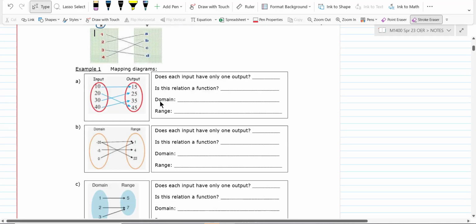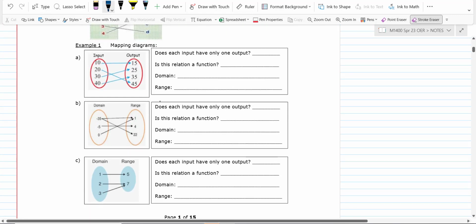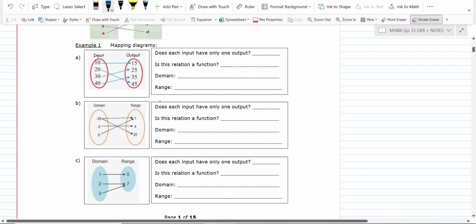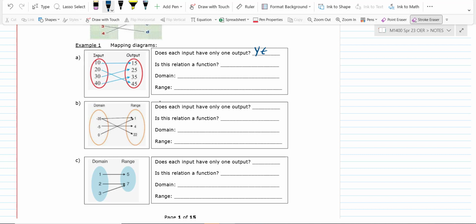Okay, so let's go down and look at these examples. In example 1a, we have these inputs and these outputs. All you do is ask the question, does each input have only one output? So the 10 goes to 15, 20 to 45, 30 to 25, 40 to 35. The answer to that is certainly yes. So that means that this is a function.